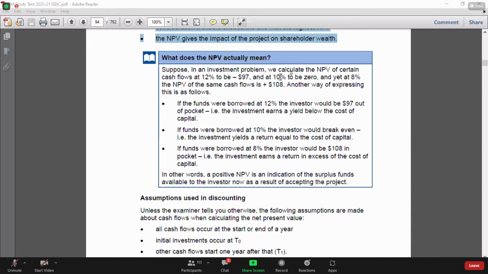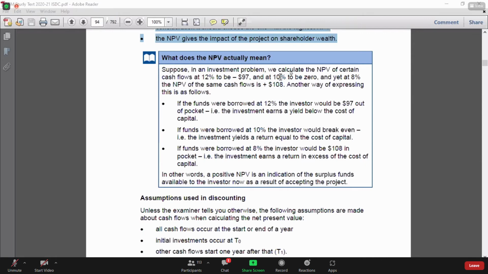Now, technically, how we can understand is, if the funds were borrowed at 12%, the investor would get 97 out of pocket. Whenever you are selecting a project, the main point we need to consider is at what rate you borrowed the funds. The viability of the project mainly deals with the cost of capital which we incurred to borrow the money.